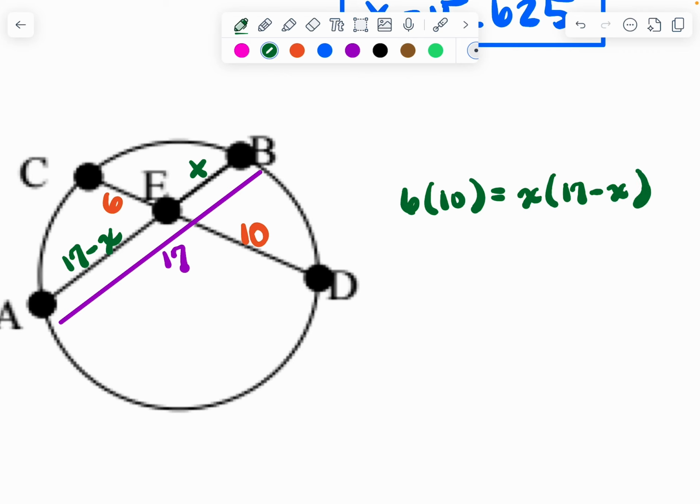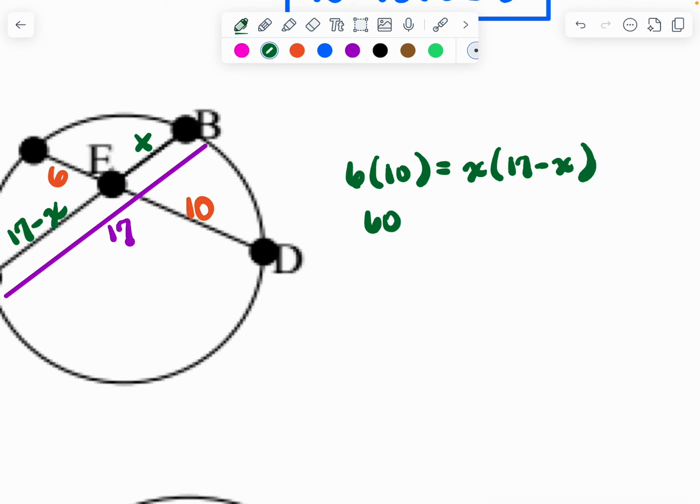So now I can use them in my formula. Piece times piece equals this piece times this piece. All right, and that's what we're going to solve. So 60 equals 17x minus x squared. So clearly this is going to be a quadratic, right? Now when I solve a quadratic, I do not want the x squared to be negative. So I'm going to take these guys over to the left to get this set equal to 0 because I want my x squared to be positive when I try to factor.